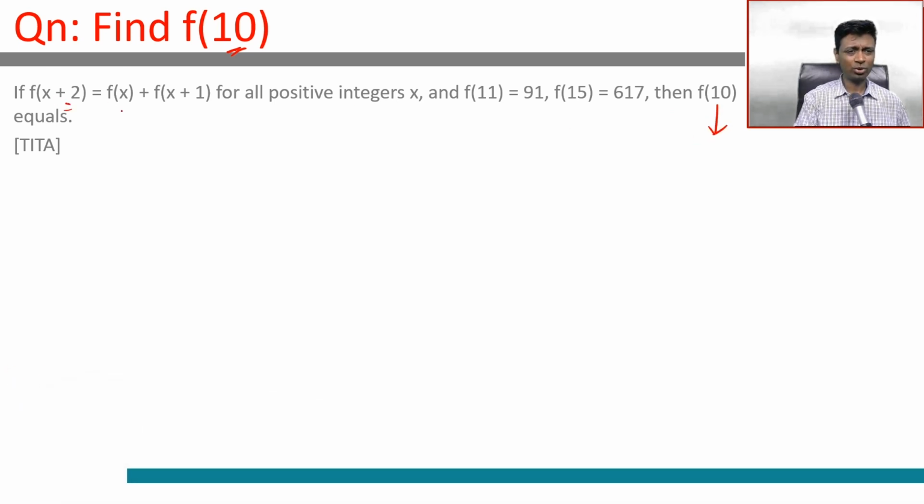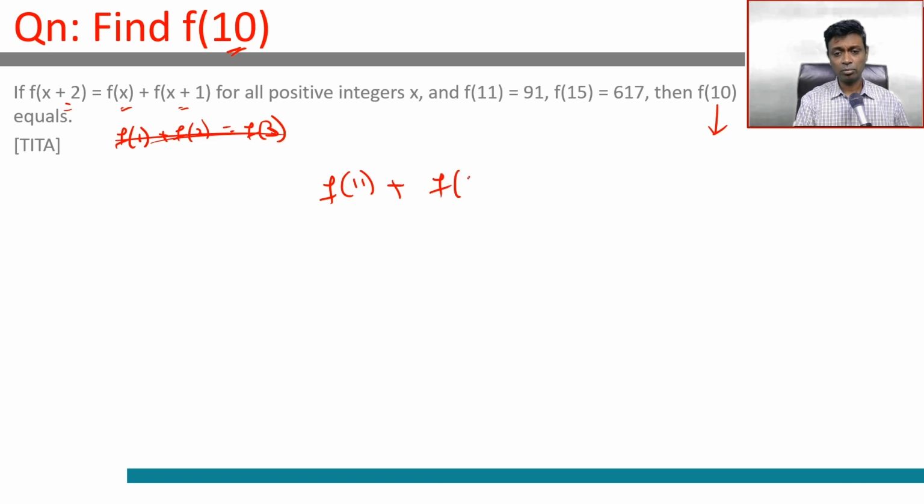f of (x plus 2) is f of x plus f of (x plus 1). So f of 1 plus f of 2 is f of 3. f of 2 plus f of 3 is f of 4. f of 3 plus f of 4 is f of 5. That's how this goes on. We know f of 11, so let's start with f of 11.